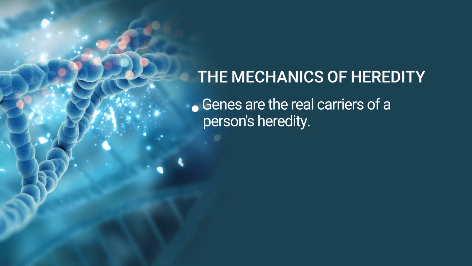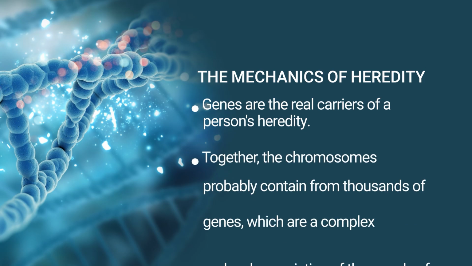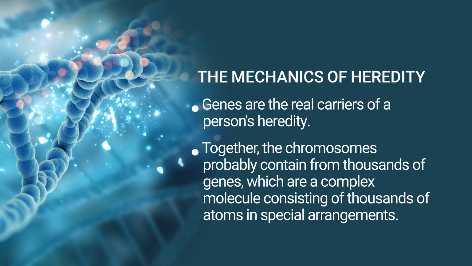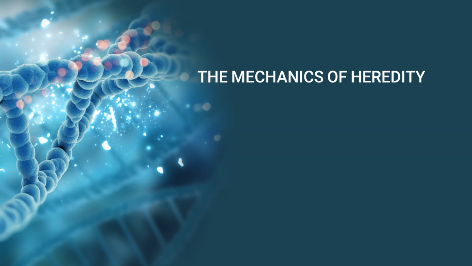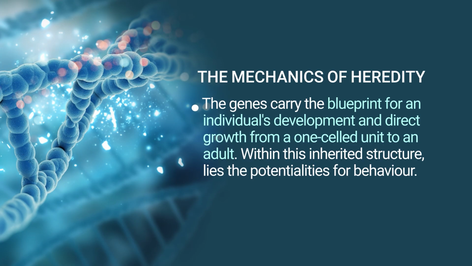The mechanics of heredity. Genes are the real carriers of a person's heredity. Together, the chromosomes probably contain thousands of genes, each a complex molecule consisting of thousands of atoms in a special arrangement. It carries the blueprint for the individual's development and directs growth from a one-celled unit to an adult. Within this inherited structure lie the potentialities for behavior.